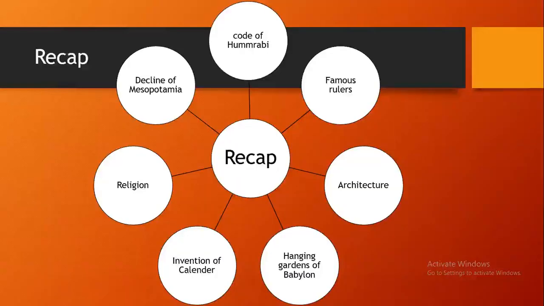Now, if we come to the recap, we have read about the Code of Hammurabi, that it was a very strict code, and it was not at all justified because it was good for the rich, but it was bad for the poor. We have discussed famous rulers, two of them being Hammurabi and Nebuchadnezzar. Then we discussed the architecture, and one thing we discussed was the Hanging Gardens of Babylon.